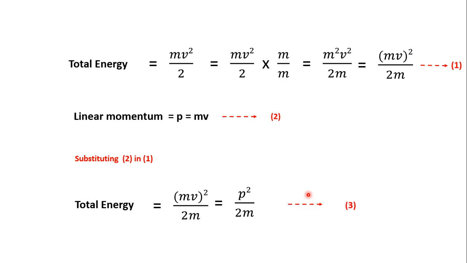This is equation 3. Now we'll consider the quantum mechanical operator for total energy, which is known as the Hamiltonian operator. This is H hat, and it is equal to p square hat by 2m, or p hat square by 2m.